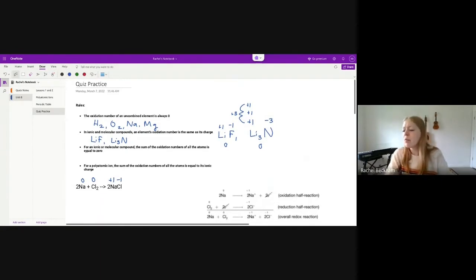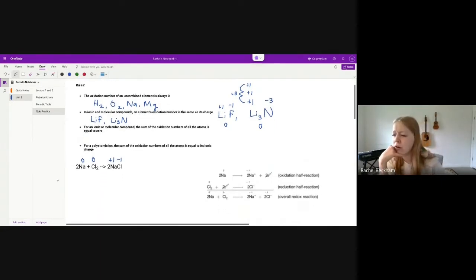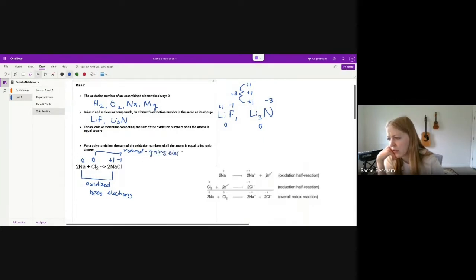Okay. So if you notice, the sodium became more positive. We call that being oxidized. It was oxidized. And the chlorine here became more negative, and we call that reduced. So something that's oxidized loses electrons, and something that is reduced gains electrons.